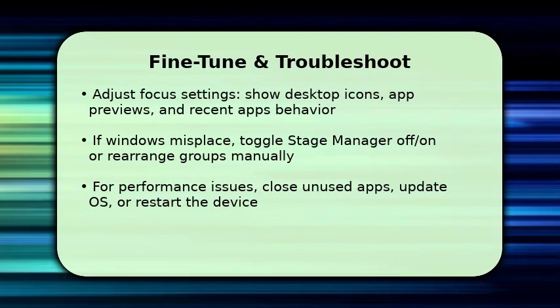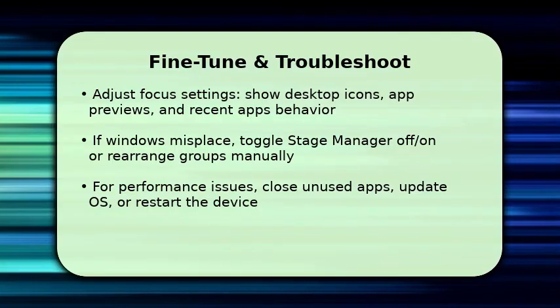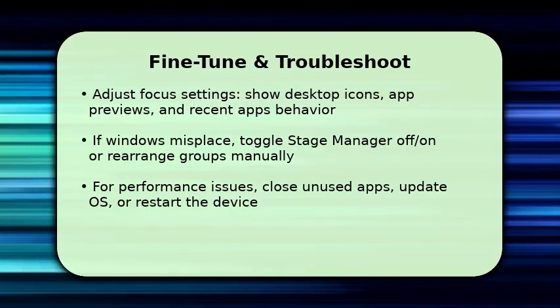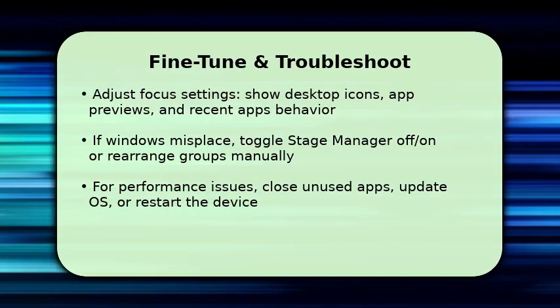Finish by fine-tuning Stage Manager and knowing what to do when things go wrong. Adjust focus options like desktop icons, previews, and how recent apps appear so the interface matches your workflow and reduces interruptions. If a window ends up in the wrong group or disappears, toggle Stage Manager off and on, or manually drag windows back into place.